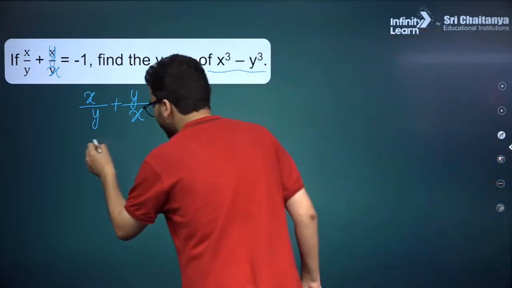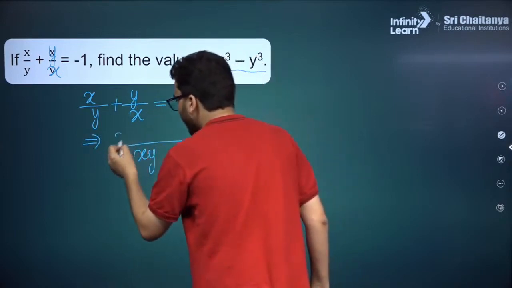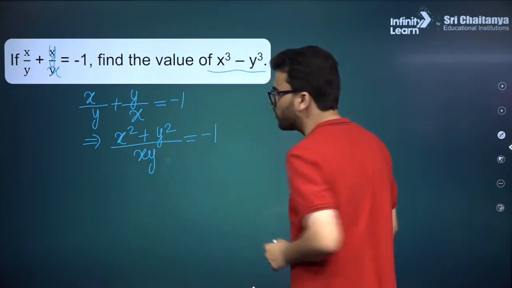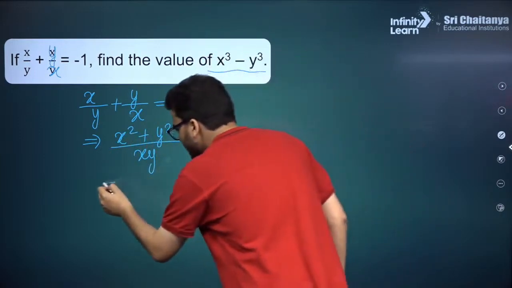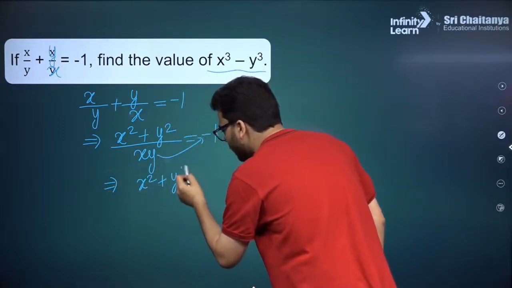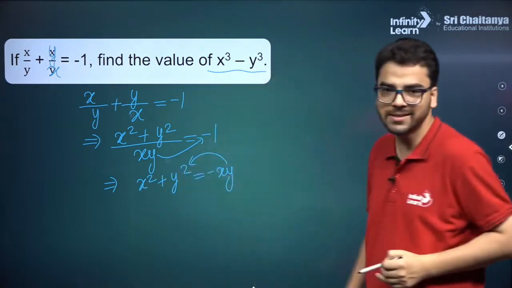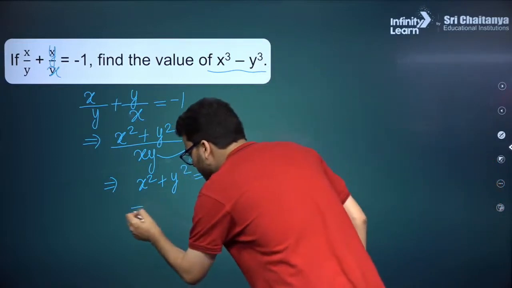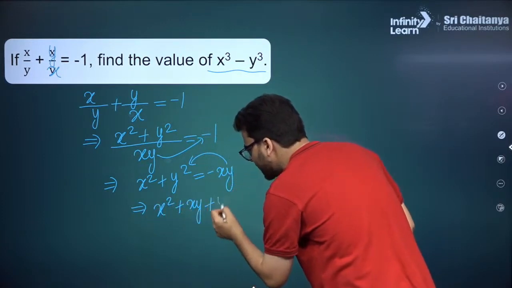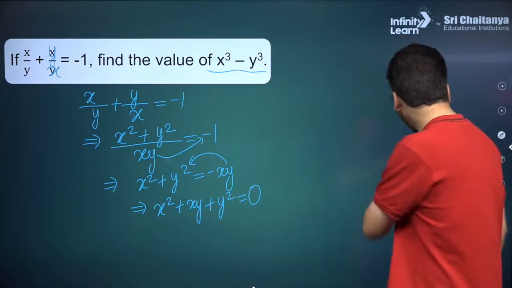Okay, so can I just simplify this thing? I can take the LCM of the denominators. It will be xy, and over here you will get x square plus y square after simplification, and this is equal to minus 1, right? Now if you cross multiply xy over here, what will I get? I'll get x square plus y square equal to minus xy. Now I can transpose minus xy to the other side. So will I get x square plus xy plus y square equal to 0? X square plus xy plus y square is coming out to be equal to 0.